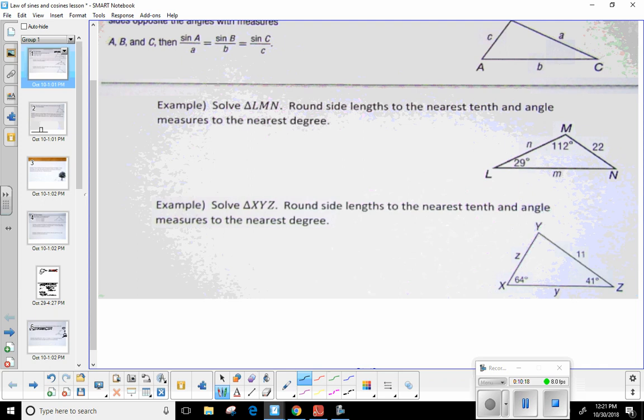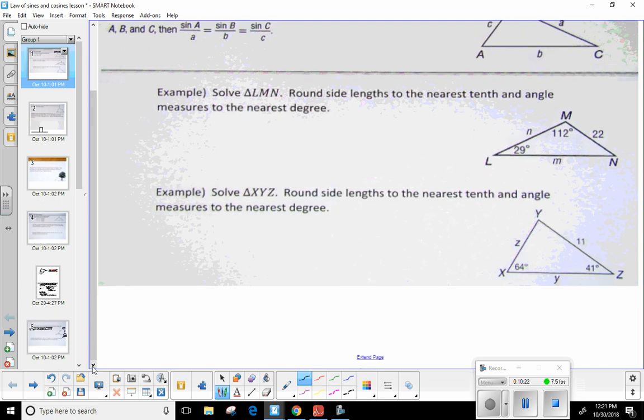Let's move on. All right, so let's do the same thing. Solve triangle XYZ. Let me ask you a question. Am I even able to use the law of sines? Do I have a pair? Yes. I have an angle measure with x, and I have the side length directly opposite it. So I can use the law of sines. There's no problem. Now, what would you say the first item for me to find is?